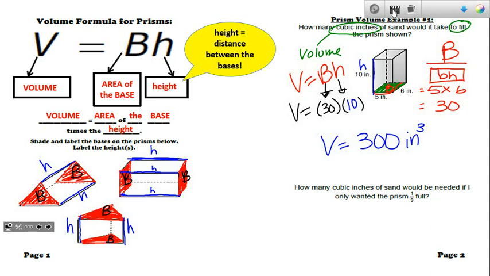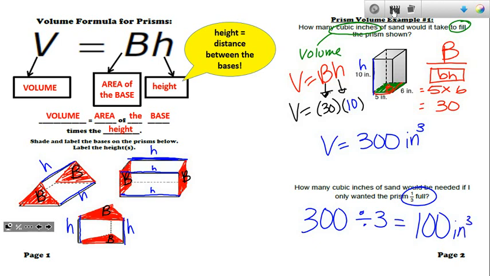Alright. Go on the bottom. How many cubic inches of sand would be needed if I only wanted the prism 1/3 full? The key word says 1/3 there. So we're going to an extra step here. We already know the volume is 300. We should also know if I want to find 1/3 of something, we are going to divide by 3. Everyone, what's 300 divided by 3? 100. So 100 inches cubed will be your answer for that one.